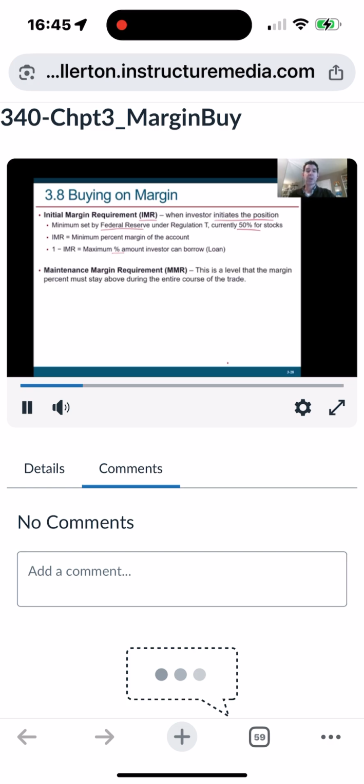Then during the course of the trade, my margin amount might change. There is a so-called maintenance margin requirement, which I'm going to call MMR. This is a level that the margin percent must stay above during the entire course of the trade. So remember, the margin is the amount that I own.